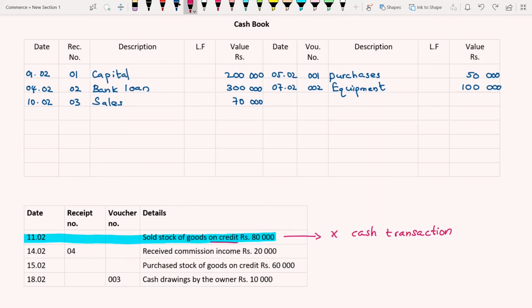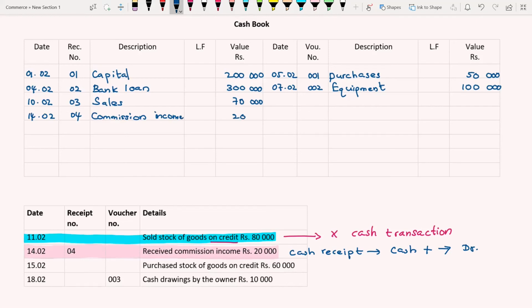Then the next transaction, 14th of February, received commission income 20,000 rupees. Now this is a cash receipt. So cash increases. So we need to debit this transaction in our cash book. 14th of February, 04, the receipt number, the description is commission income, then the value is 20,000 rupees.